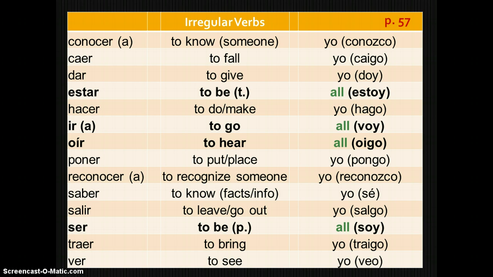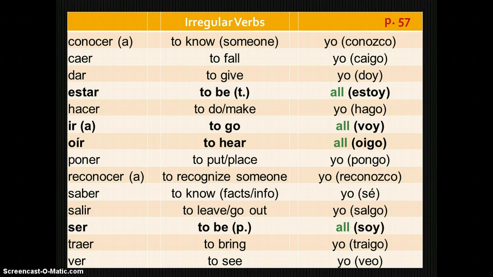Estar means to be, temporary. It's irregular in all 6 conjugation forms, and the yo form is yo estoy, meaning I am. Now remember, we spent a week and a half on estar, and remember you use it for feelings and conditions, location, and -ing. Hacer means to do or to make. It's only irregular in the yo, and the yo form is yo hago, which means I do or I make.